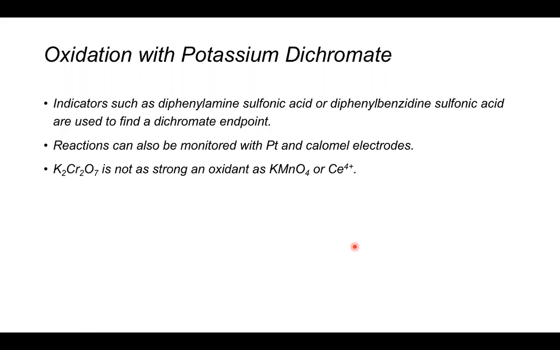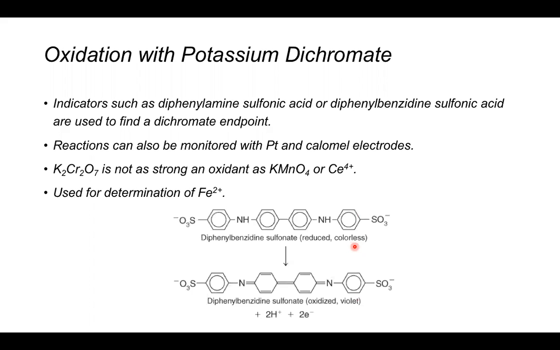Again, we said that potassium dichromate is not as strong an oxidant as potassium permanganate or cerium 4 plus, used for the determination of iron 2 plus. So what happens here is that the indicator, the diphenylbenzidine sulfonate, is going to be in its reduced form. It's colorless, but if we oxidize it, then we're going to see a change in color. So we go from colorless to violet.